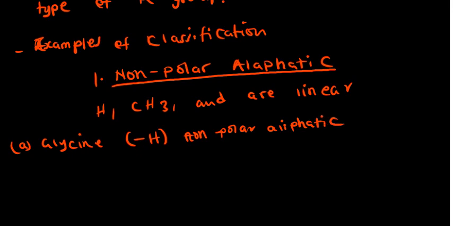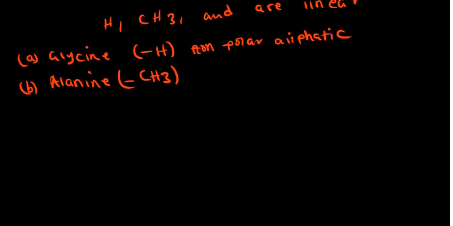So the next one we have is alanine. Alanine has CH3 as the R group. So this is also non-polar. These groups cannot form hydrogen bonds with water, so they cannot dissolve in water. They cannot dissolve ionic substances. Hence they are called non-polar aliphatic. They are linear.